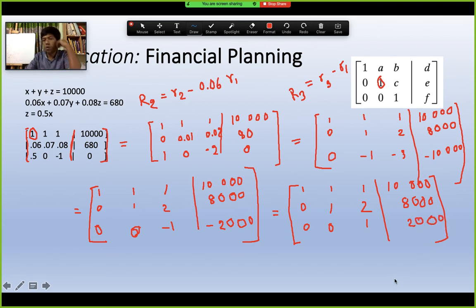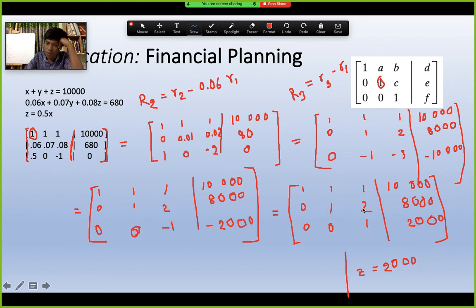Okay, now we have z equals 2,000. This is the solution actually. Z equals 2,000. The pronunciation for Z is "zed" and "zee", and both are correct. "Zed" is British English, "zee" is American English. So whichever you like, both are correct.